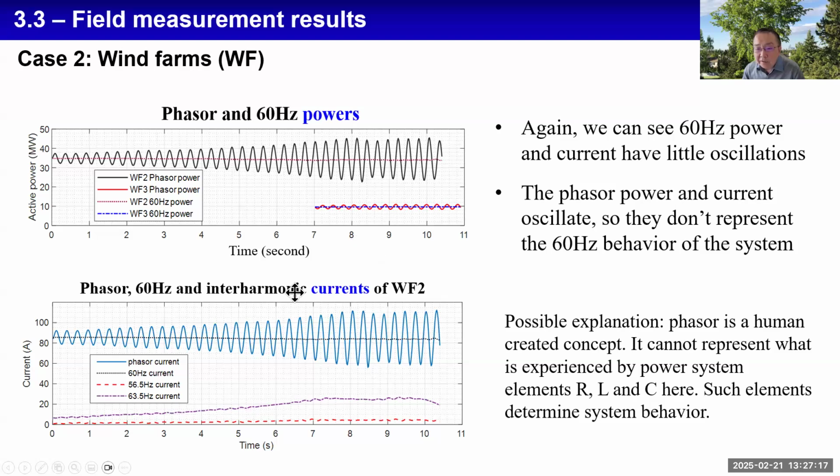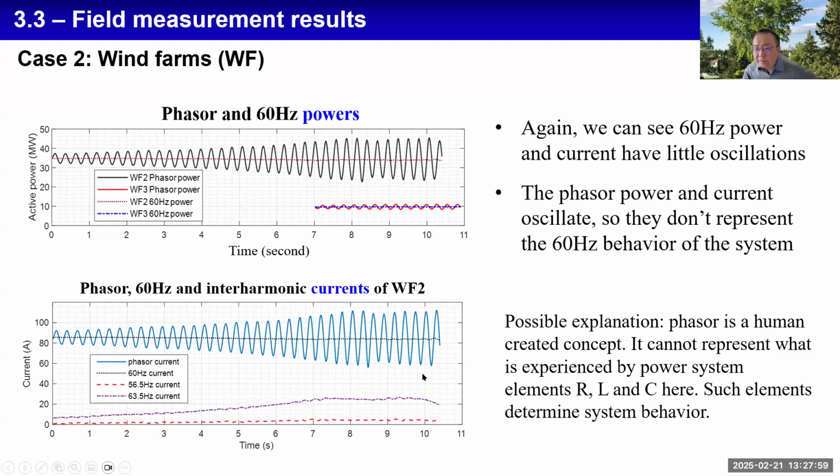Now we also looked at the currents: the interharmonic current, the phasor current, and the 60 hertz current. You see the phasor current oscillates. This is basically the beating phenomenon I explained earlier. Now this is the 60 hertz current. It is steady state. The interharmonic current doesn't oscillate. The interharmonic current added to the 60 hertz current causes a beating waveform. Then the phasor interprets the beating as an oscillating phasor, basically. So this is the same phenomenon observed. This is very interesting. I'm still spending time trying to understand what the actual phenomenon involved here is.